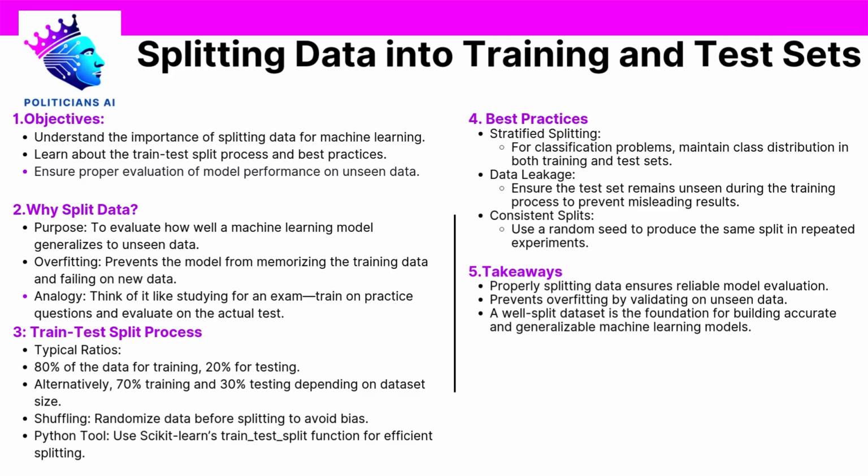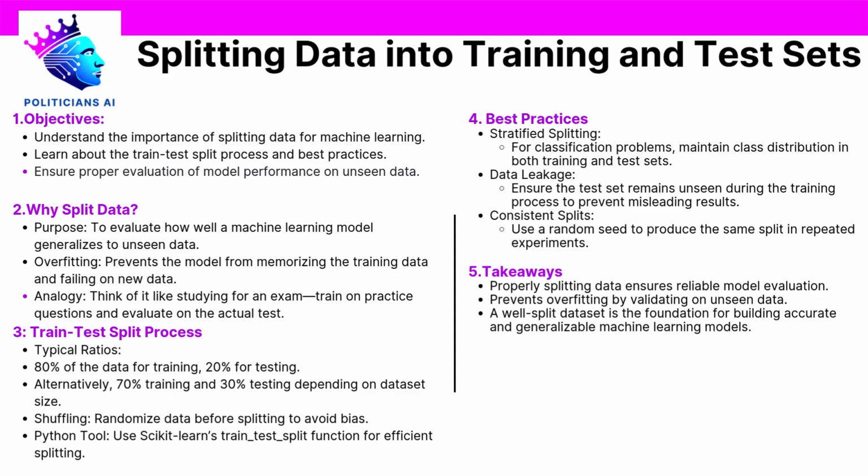Think of it like preparing for an exam. When you study, you spend most of your time practicing with example questions, and then you take the actual test to see how well you've learned. In machine learning, the training set is like your practice questions, and the test set is the exam. Splitting data allows us to train a model on one part of the data and evaluate how well it performs on unseen data. So, why is it important to split your data?